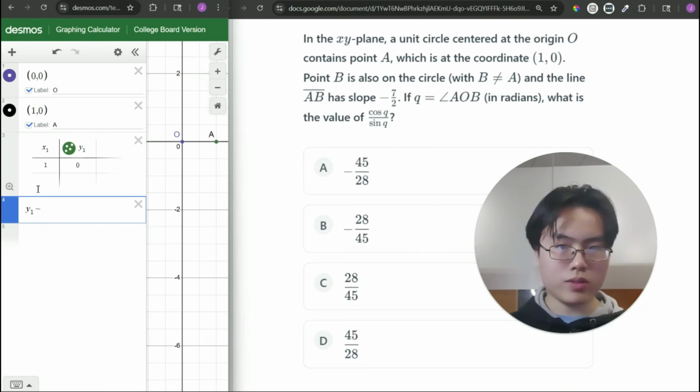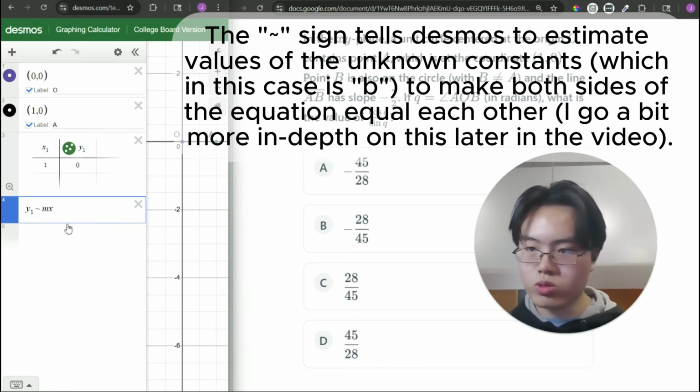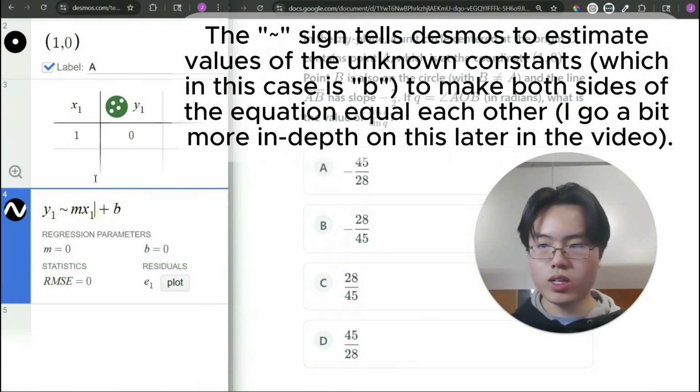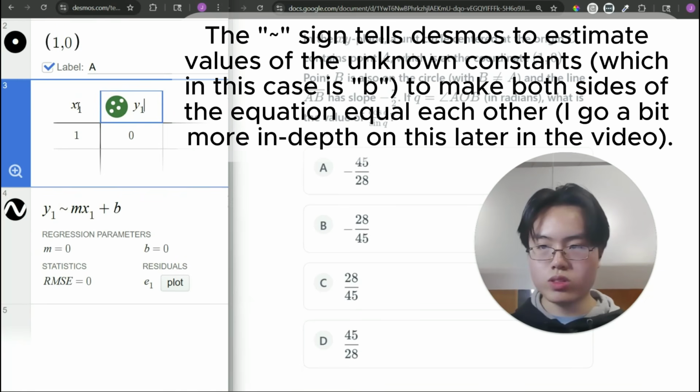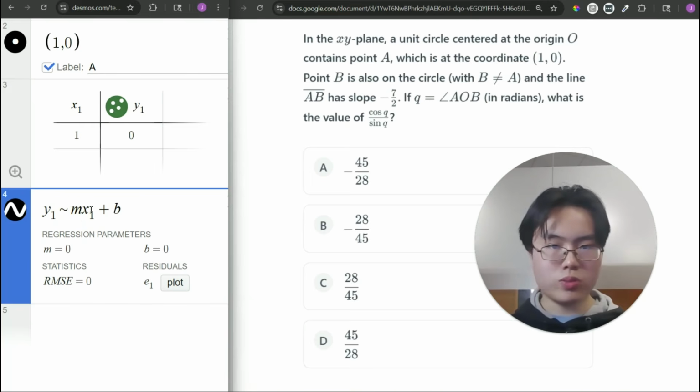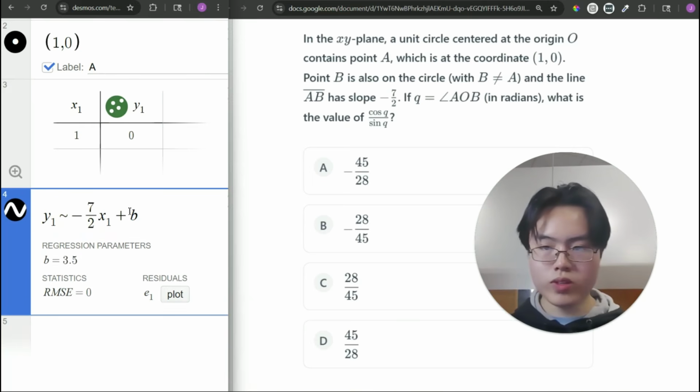So we know the line, right? We know it has to be a line. So we can do y equals mx plus b form. And I'm using y and x1 to just tell Desmos that I'm pulling from the x and the y values from this table. And we already know the slope. So we just type that in, -7/2. So then it's going to find us what b is.